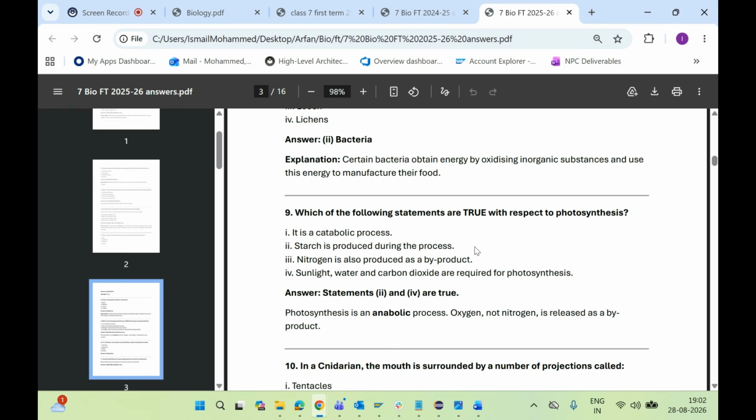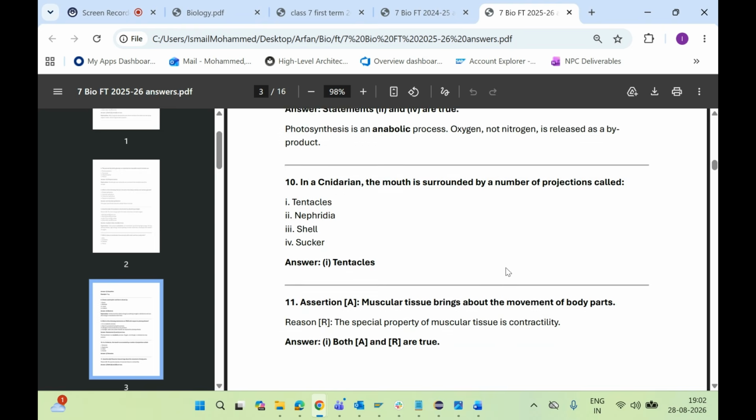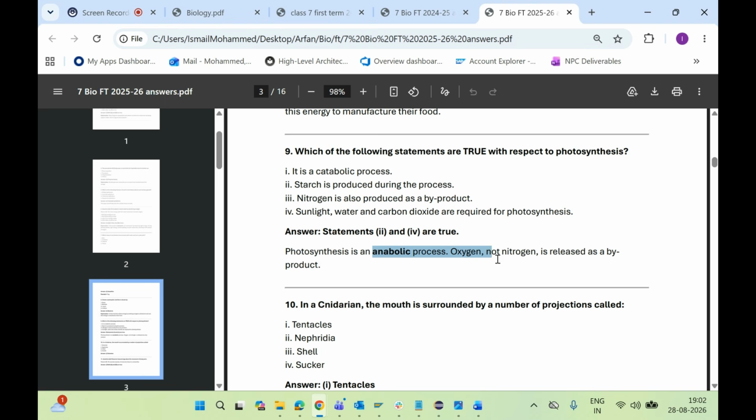Okay. Which of the following statements are true with respect to photosynthesis? So the second and fourth are true. Starch is produced during the process. Sunlight, water, carbon dioxide are required for photosynthesis. It is an anabolic process. This definition will come definitely. So you have to remember it's an anabolic process in which plants prepare their food. They produce glucose and oxygen using carbon dioxide and water in the presence of chlorophyll and sunlight.